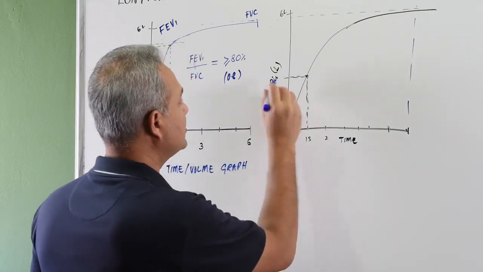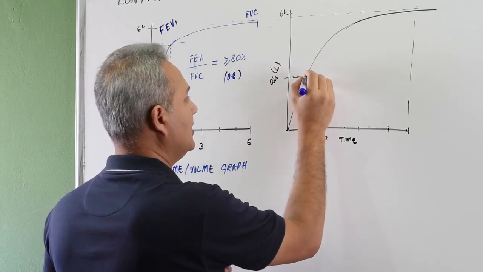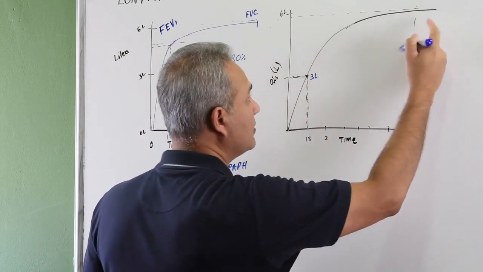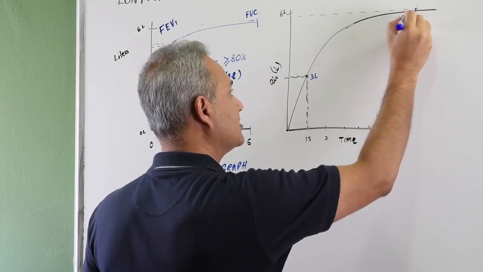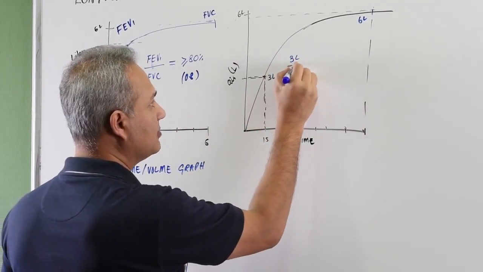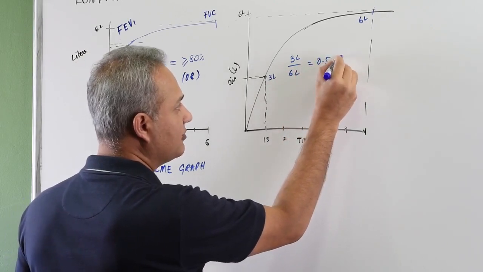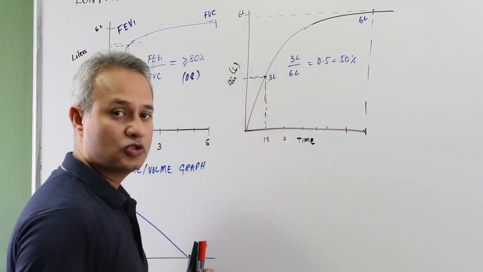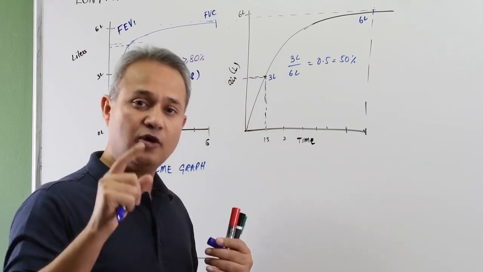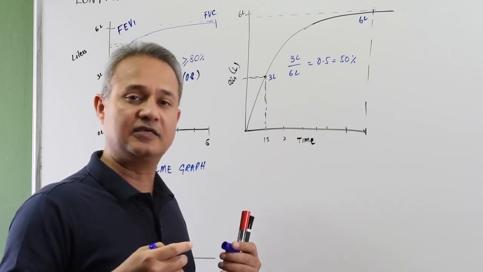So here, let's say this patient is expelling about 3 liters, and his total expulsion is still, let's say, 6 liters. So now FEV1 is 3 liters. 3 liters divided by 6 liters equals 0.5, equals 50%. So out of the whole 6 liters of air pushed out by the patient, only 3 liters or 50% could be pushed out in 1 second.